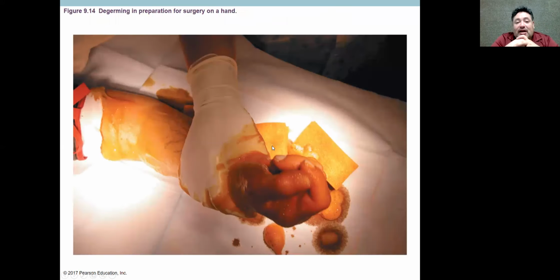This probably looks familiar to you. So here's somebody probably with a wound of some sort, and they need to be scrubbed with betadine, with a halogen, in preparation for minor surgery or major surgery. I'm not convinced what's going on. I know what's going on here.